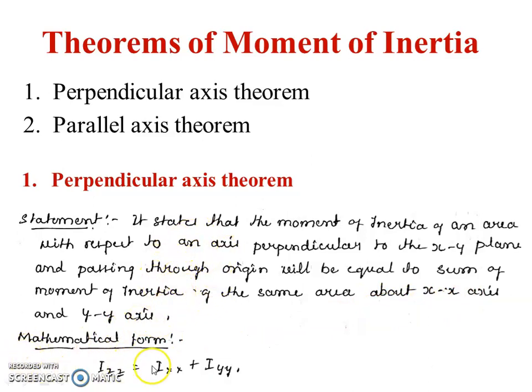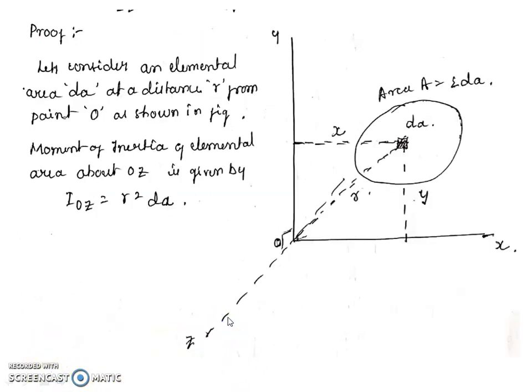This is the mathematical equation. It is given by Izz equal to Ixx plus Iyy. That means the moment of inertia with respect to the zz axis is equal to the summation of the moment of inertia with respect to the x-axis plus the moment of inertia with respect to the y-axis. This is the mathematical form. Now you will see the proof.